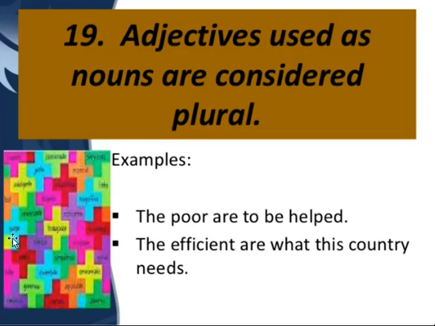19. Adjectives used as nouns are considered plural. The poor are to be helped. The efficient are what this country needs. Here poor and efficient are adjectives, but they will always be considered as plural.